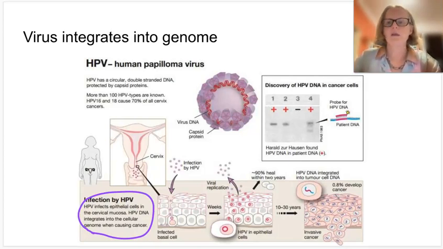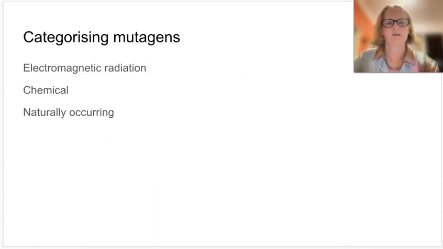So when you are thinking about mutagens, think about categorizing them into one of three categories: electromagnetic radiation, chemicals that cause mutations, and naturally occurring mutagens. You could probably argue some of these will fit into more than one category, but you need to make sure you've got a good example for each category and an understanding of how they disrupt the DNA.